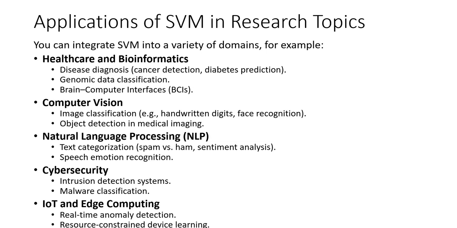In today's video, we are going to explore 5 important research areas where SVM can be applied effectively. These areas are healthcare and bioinformatics, computer vision with natural language processing, cybersecurity, and IoT with edge computing. So let's understand each application one by one.